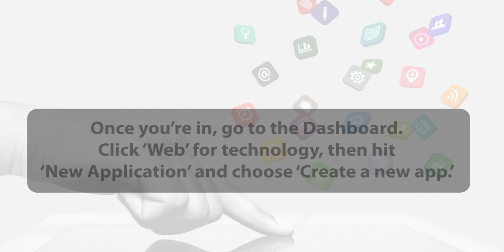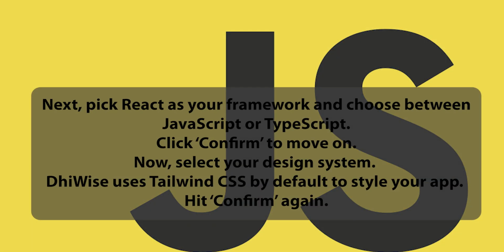a New App. Next, pick React as your framework and choose between JavaScript or TypeScript. Click Confirm to move on. Now select your design system. Dhiwise uses Tailwind CSS by default to style your app. Hit Confirm again. Time to bring in your design.